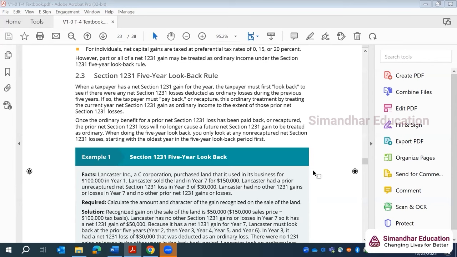We will understand this better with an example, but whenever there is a gain in the current year, what you have to do is go back and look at the past 5 years. If you have taken any section 1231 loss, then you have to recharacterize the gain in the current year as an ordinary gain and pay ordinary taxes on it, and the remaining can be treated as capital gain.